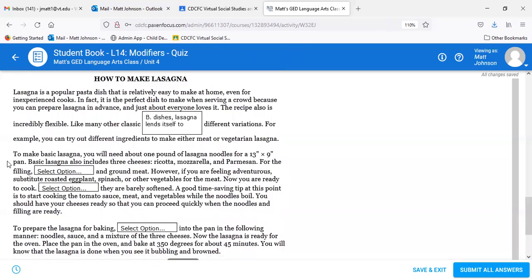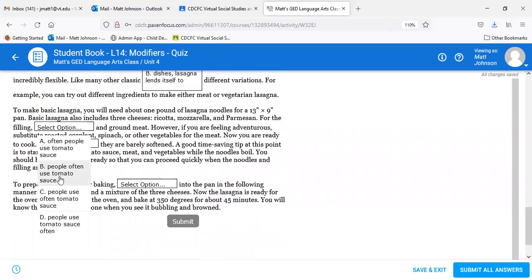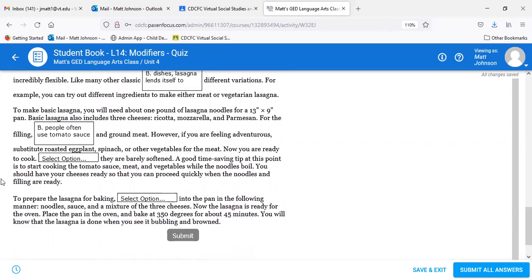Okay, number 2 down here. To make basic lasagna, you will need about 1 pound of lasagna noodles for a 13 by 9 pan. Basic lasagna also includes 3 cheeses, ricotta, mozzarella, and parmesan for the filling. B, people often use tomato sauce and ground meat. So it's a simple sentence there.